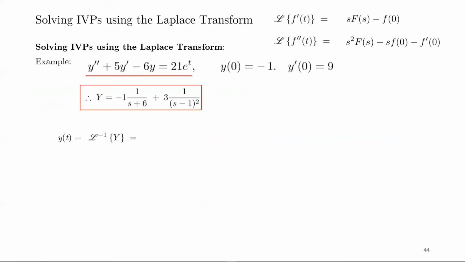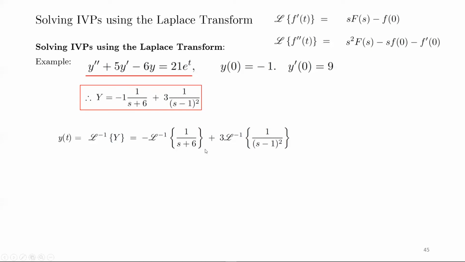So now to find the solution y in terms of the original variable t, I have to take the inverse Laplace transform of capital Y, which is in terms of the variable s. Because the Laplace transform and the inverse Laplace transform are linear operators, I can split this up and write it as negative the inverse Laplace transform of 1 over s plus 6, plus 3 times the inverse Laplace transform of 1 over (s minus 1) squared.